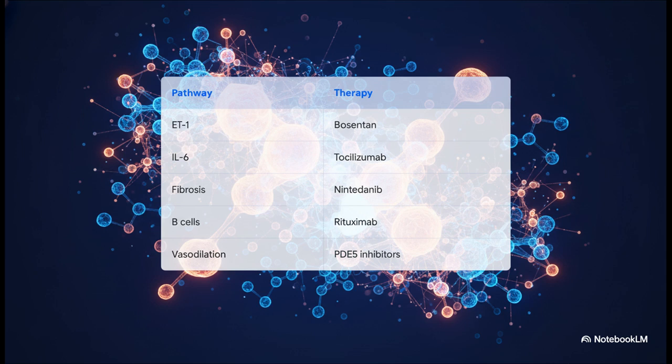We use tocilizumab. We can target the autonomous fibrosis directly with nintedanib, block the aggressive B cells with rituximab, and force the vessels open with PDE5 inhibitors. By perfectly mapping out the pathology, we map out the interventions.